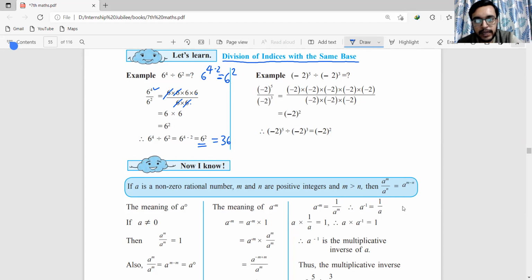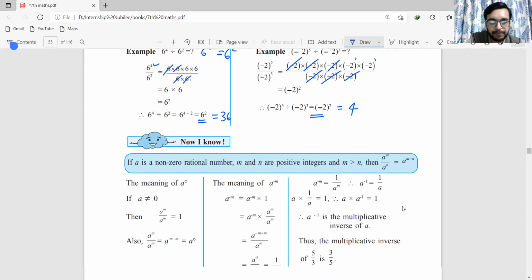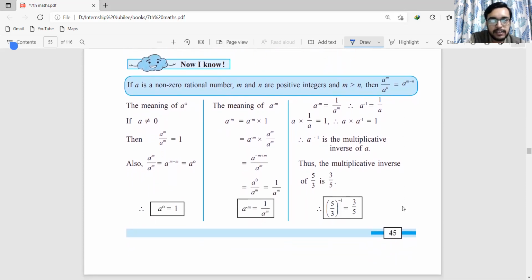Here it is also minus 2 raised to power 5, multiplying minus 2 with itself 5 times, divided by minus 2 cube, minus 2 into minus 2 into minus 2. Minus 2 gets divided, here remains minus 2 raised to power 2, that is the square of a negative, which is always positive, so it is 4. From this a formula is derived.